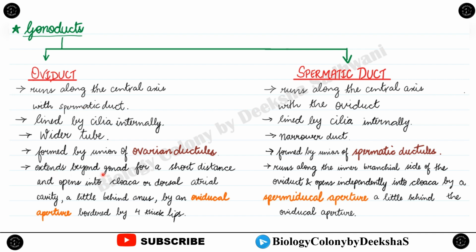So the oviduct extends beyond the gonad for a short distance and opens into a cloaca or dorsal atrial cavity that is a little behind the anus and opens to the exterior by an oviducal aperture. So it opens into the cloaca via the oviducal aperture. And similarly here, the spermatic duct runs along the inner branchial side of the oviduct and opens independently into the cloaca by a spermiducal aperture that is present a little behind the oviducal aperture.